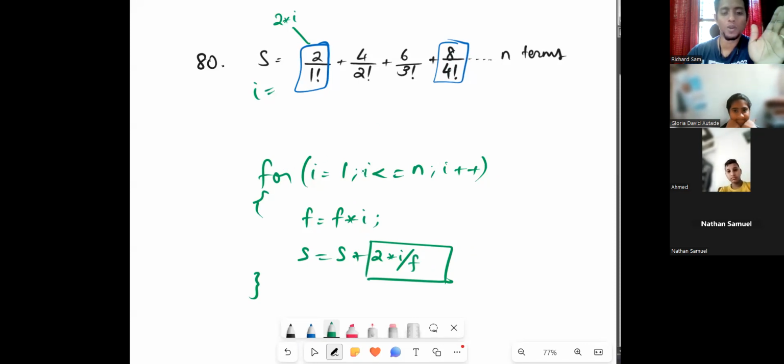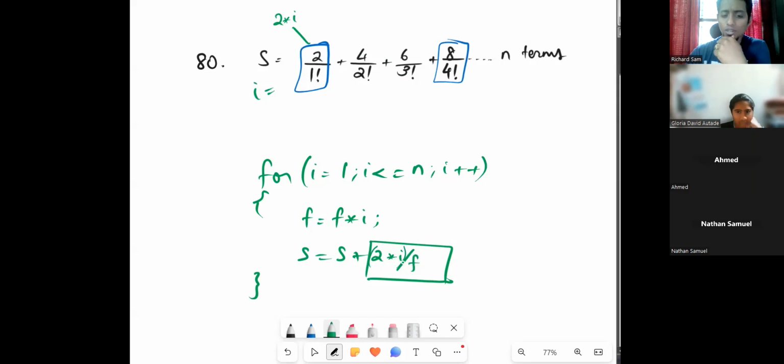Your for loop is from 1 to n. That means the denominator values are 1, 2, 3, 4, all the way till n. Your sum formula is sum is equal to sum plus numerator upon denominator. The numerator is 2 into the I value. If I is 1, then numerator is 2. If I is 2, numerator is 4. If I is 3, numerator is 6. So it's just multiplying by 2. That's why the numerator is 2 into I. Okay, we can put a bracket here just to be safe.